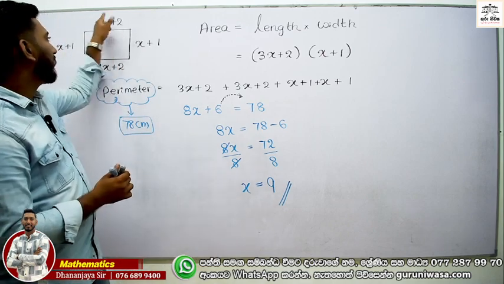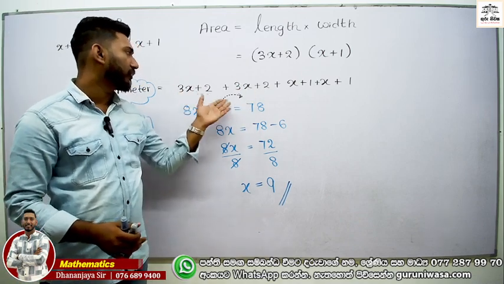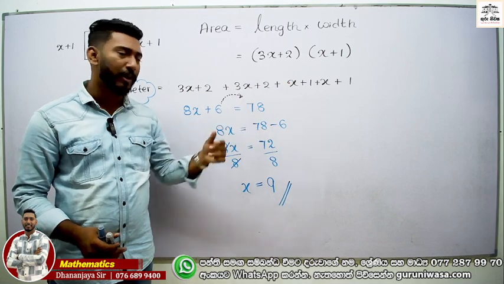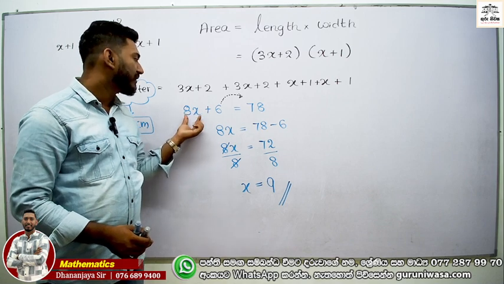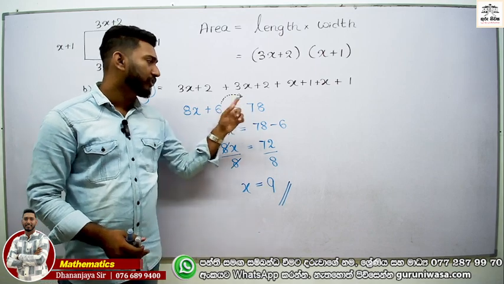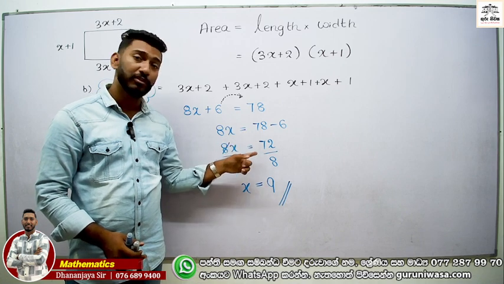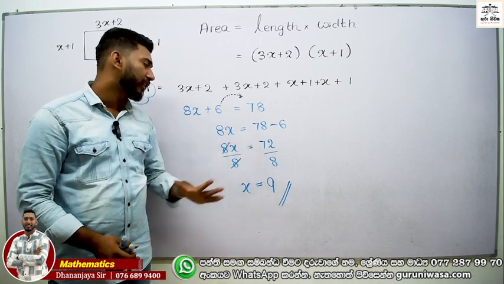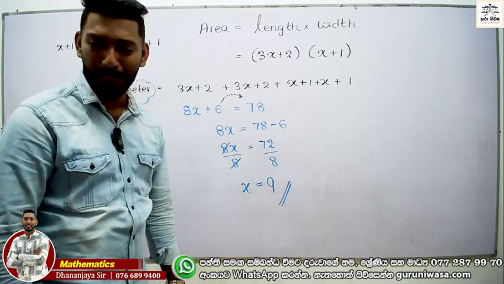Now I'm going to add all these 4 lengths together. I write 3x plus 2, 3x plus 2, x plus 1, x plus 1. I simplify and it becomes 8x plus 6. Second step: the plus 6 goes to the other side. 6 subtracted from 78 becomes 72. Divide both sides by 8 and x becomes 9. Right. Note it down.